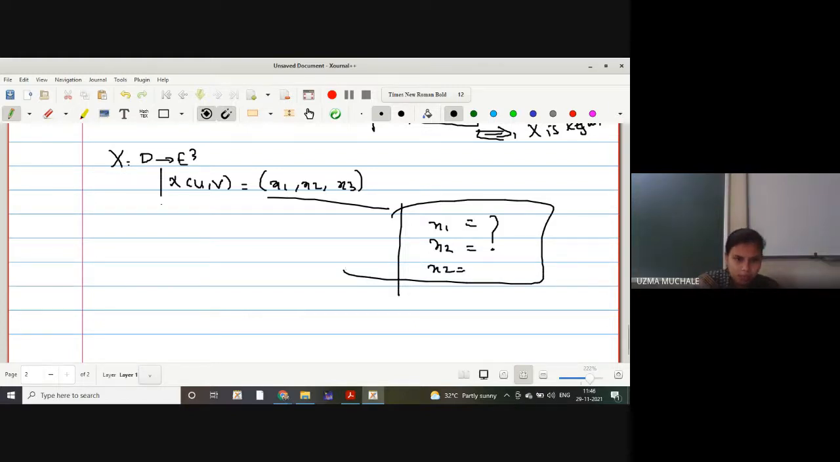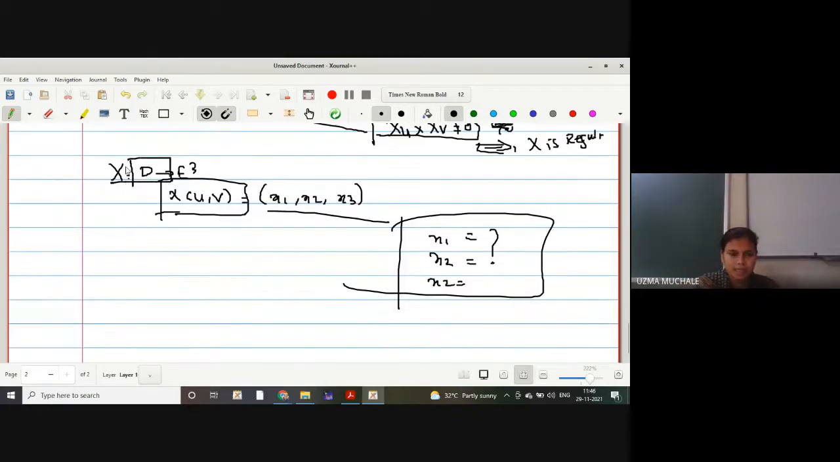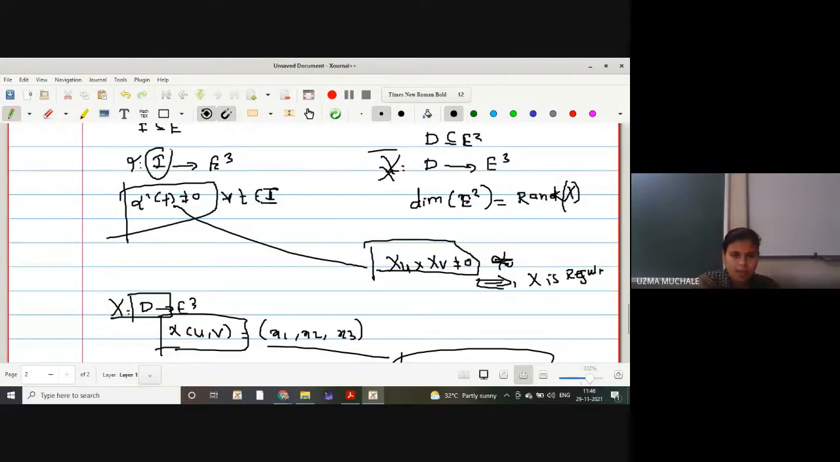So x of uv, that means your mapping is defined with the two variables u and v. Instead of calling them variables, I can call them parameters because they are in a domain D only, just like in an interval I. Just like t is a parameter, here u and v are also parameters. I hope you know the difference between parameter, variable and constant.